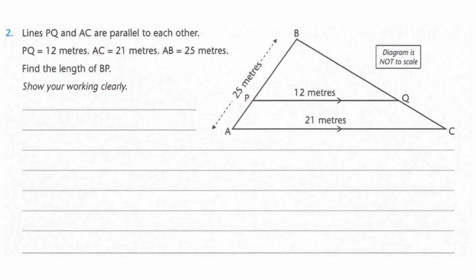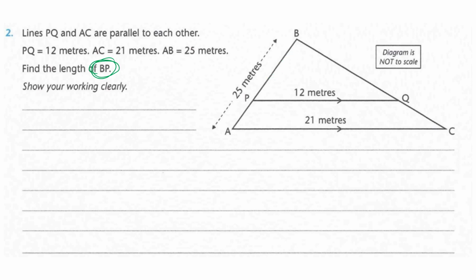Okay, let's look at a different question. Lines PQ and AC are parallel to each other, so I can see that this line here is parallel to this line here. We also know that PQ is 12 meters, AC is 21 meters, AB is 25 meters, and we want to understand what the length of BP is. So we're looking right here at BP and trying to figure out what the length is.